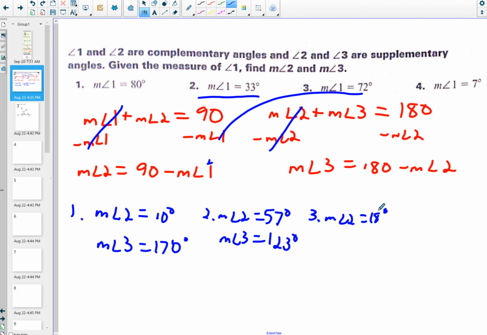Doesn't matter what the number is, whatever it is, I'm plugging it in. I only have one equation that has angle 1 in it, and they're always giving me angle 1. So take whatever they give you and plug it in there first. I'm first looking for angle 2. Now that I know angle 2, what's angle 3? Get that 18 and plug it into the angle 2 spot. What's 180 minus 18?